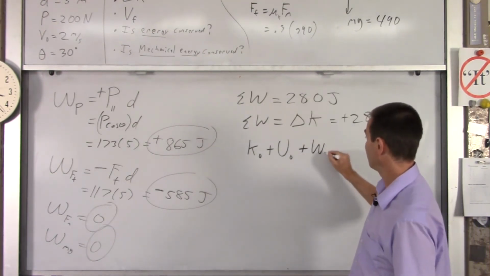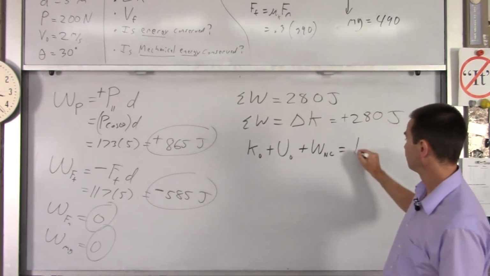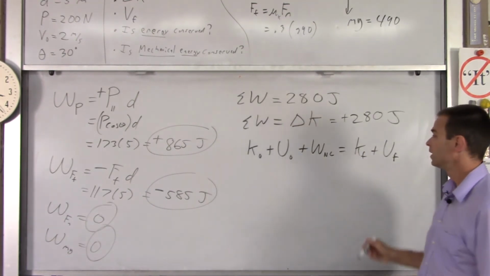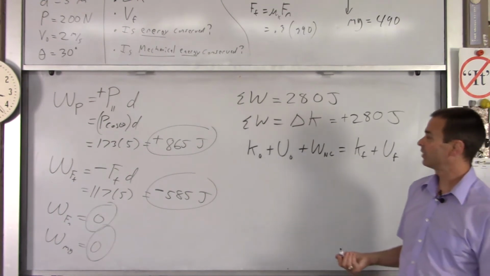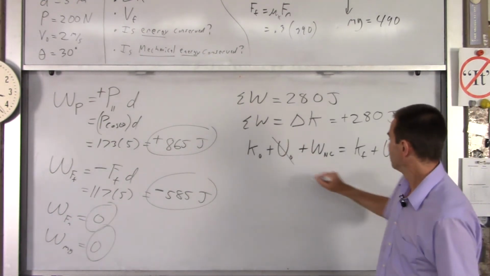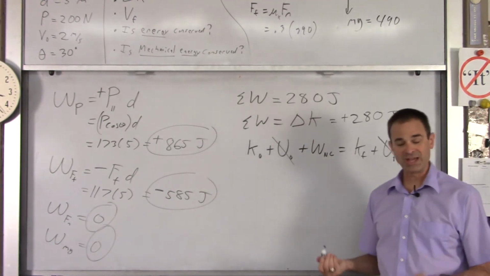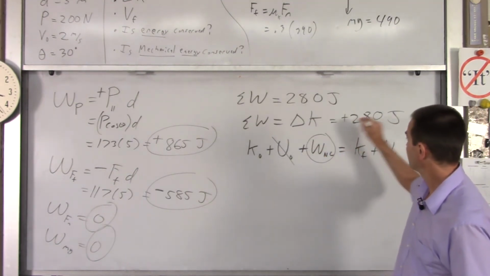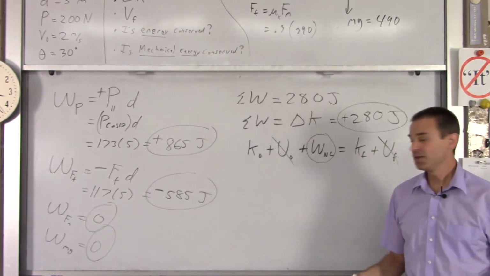Plus any work done by non-conservative forces equals the final kinetic energy plus the final potential energy. Well, there's no lifting of the box or anything, so there's no change in potential energy of the box. This term is zero, okay?